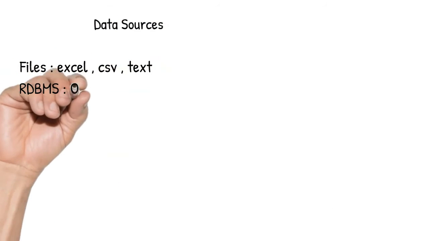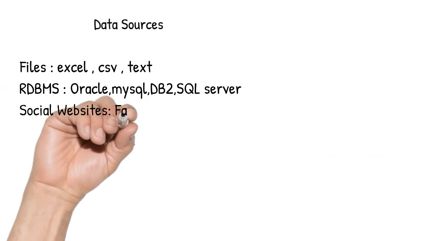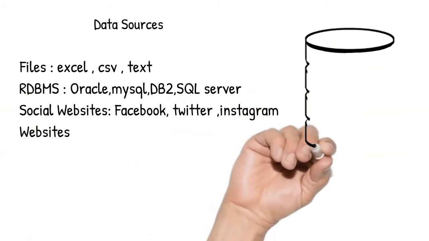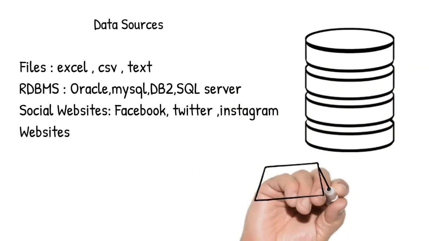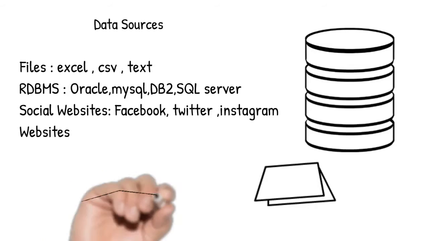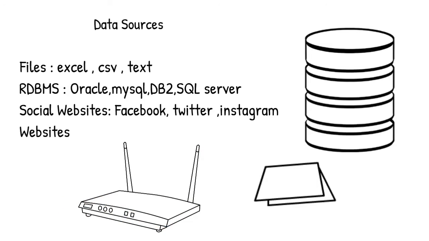Now, the following are the data sources we are going to learn in this session. First, from files, which are Excel, CSV, and text files. Then RDBMS data, which is Oracle, MySQL, DB2, SQL Server. We are going to learn how to connect RDBMS data to Python. And we are also going to learn how to access data from websites like Facebook, Twitter, Instagram, etc.